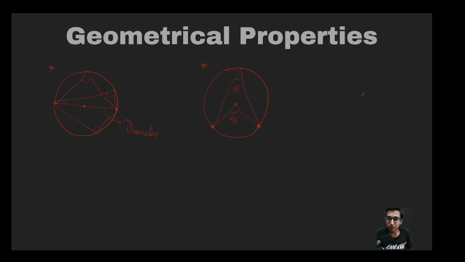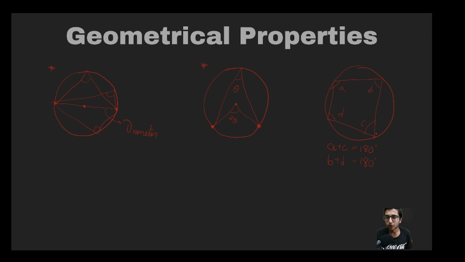Now let's look at another property. Let's say there is a quadrilateral inside a circle. The angles are, let's say, A, B, C, and D. Any quadrilateral inside a circle. So what are its properties going to be? We can say that A plus C would always be equal to 180 degree and B plus D would also always be equal to 180 degree.